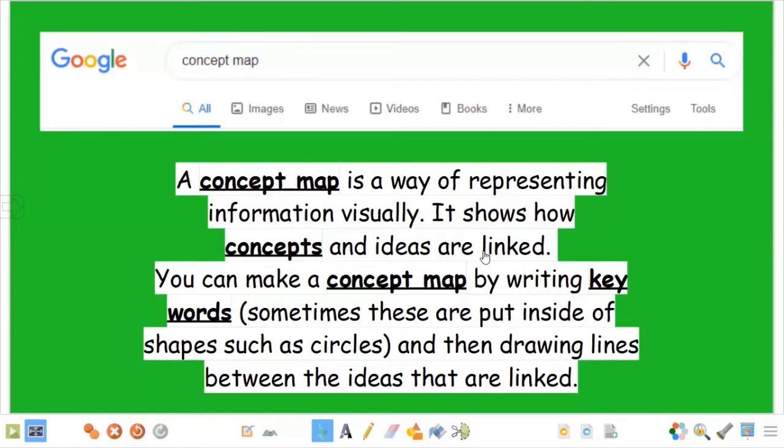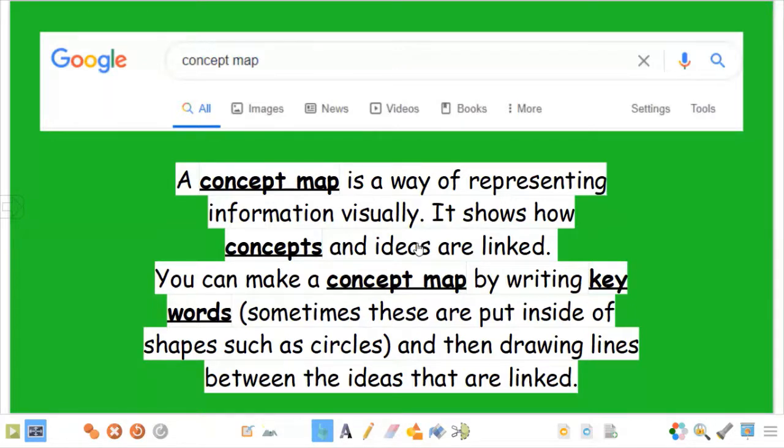That's R, and let's get some of this word. L-I. That's nk. Link. Link. And an ed. That could be a d, could be ed, could be t. Link. Oh, it's a t. So it shows how concepts and are linked.